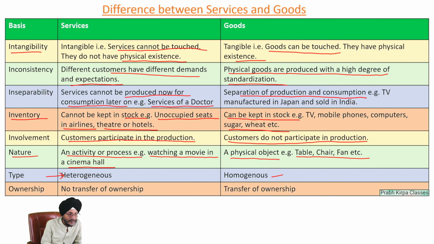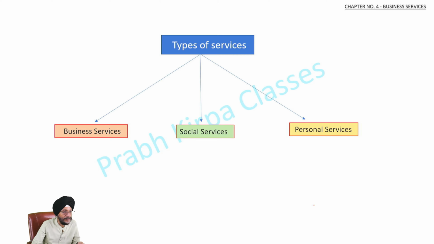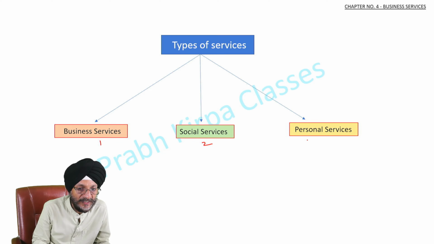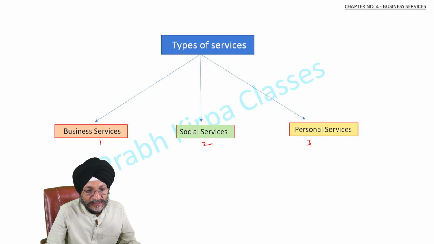Ownership. There is no transfer of ownership in the case of services. But if we go to the market to purchase a good and make the payment to the shopkeeper, then the transfer of ownership happens. Next, types of services. First is business services, then social services, and the other is personal services. We will discuss it one by one.